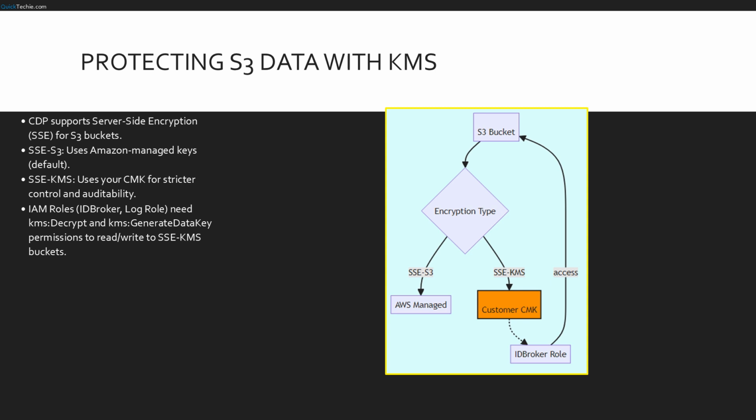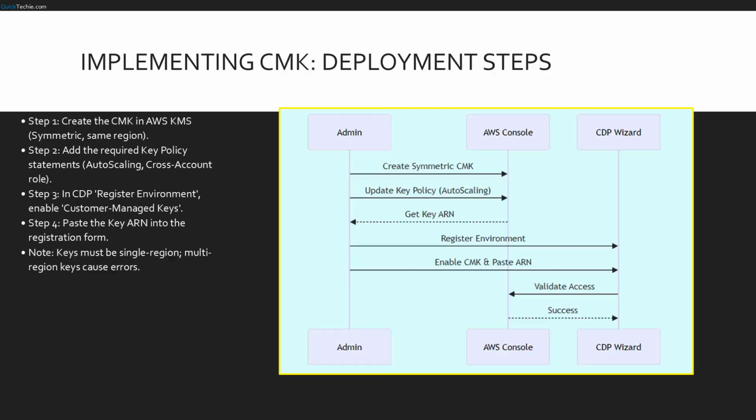The ID broker role must have explicit permission to use that CMK, otherwise, its access line to the S3 bucket is effectively cut. How do we implement this? First, create a symmetric key in the AWS console in the same region as your environment. Second, edit the key policy to add the permission blocks we discussed for auto-scaling. Third, during the CDP register environment wizard, toggle the switch for customer managed keys. Finally, paste your key ARN into the field.